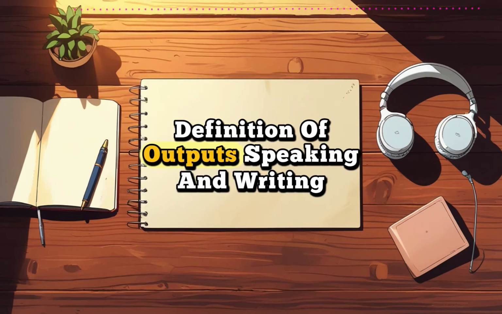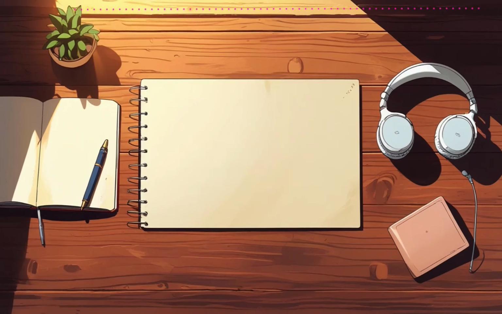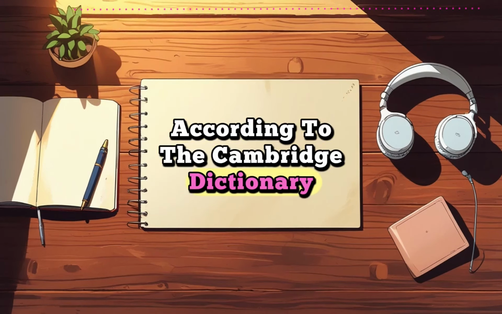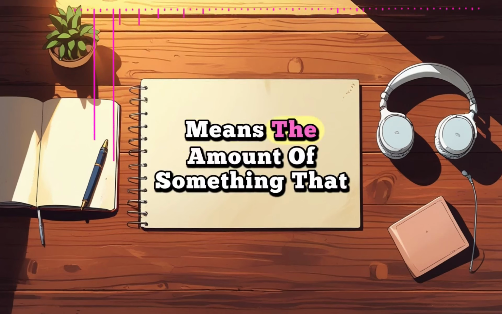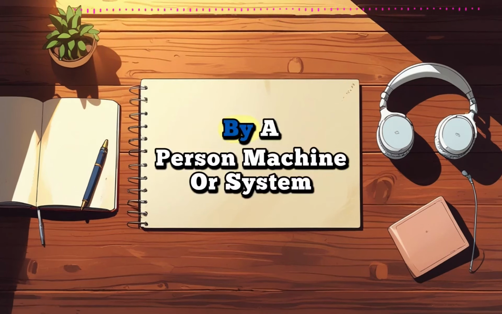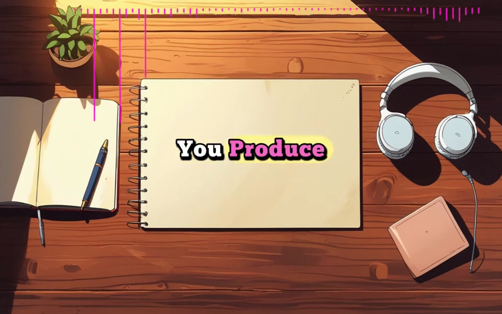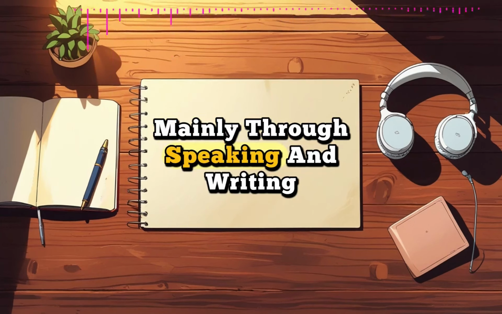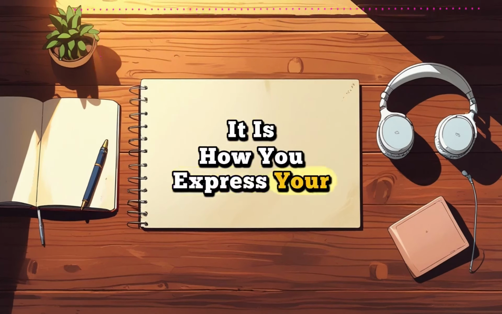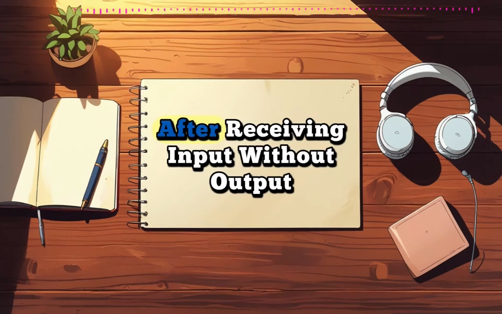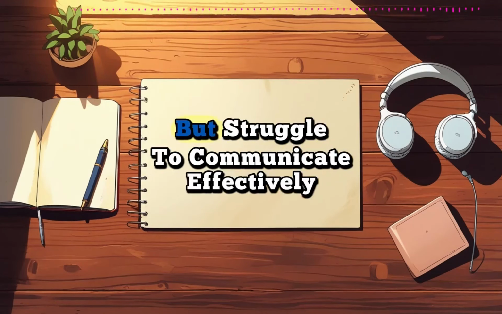Definition of output: speaking and writing. According to the Cambridge Dictionary, the word output means the amount of something that is produced by a person, machine, or system. In language learning, output refers to the English that you produce, mainly through speaking and writing. It is how you express your thoughts and ideas after receiving input. Without output, you might understand English but struggle to communicate effectively.